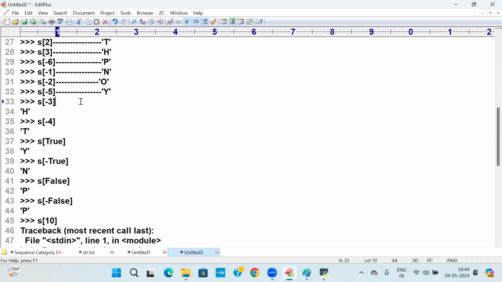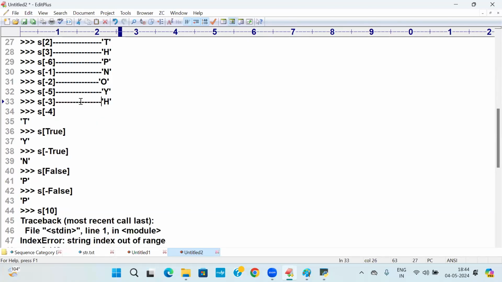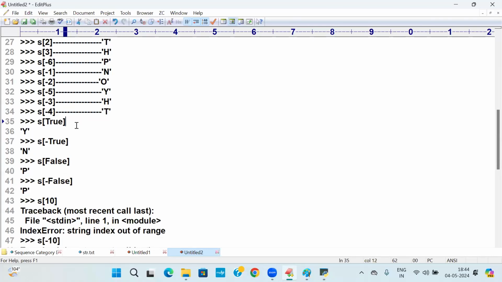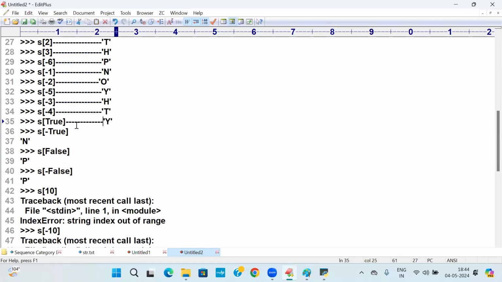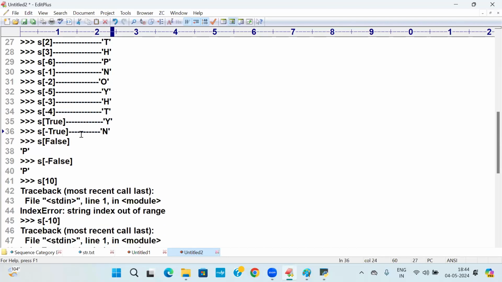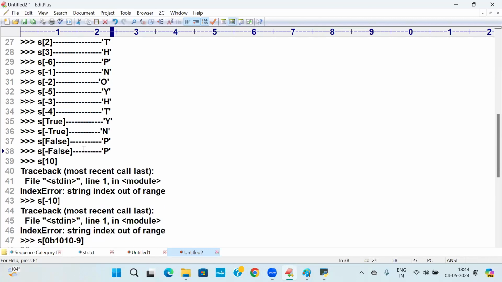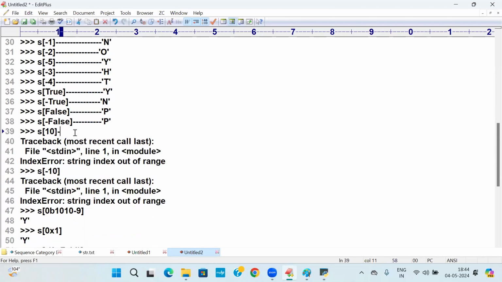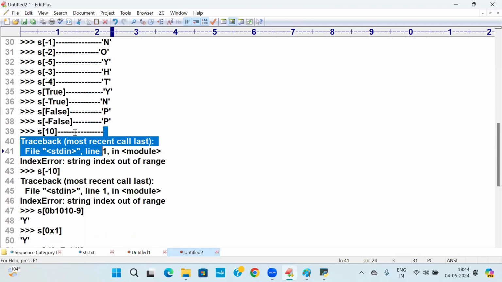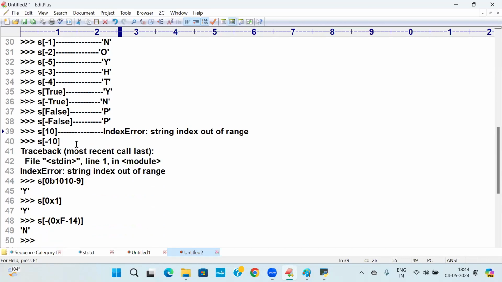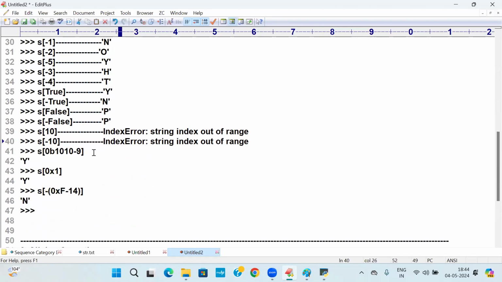Tricky question I will ask next. Very tricky question I will ask. Definitely you will not answer, but intelligent students will be there. I'll see whether they will answer or not. S of false, little tricky. S of minus false, minus 0 will not be there. And S of 10, out of the index, is going to give you what? Index error. S of minus 10, index error again.